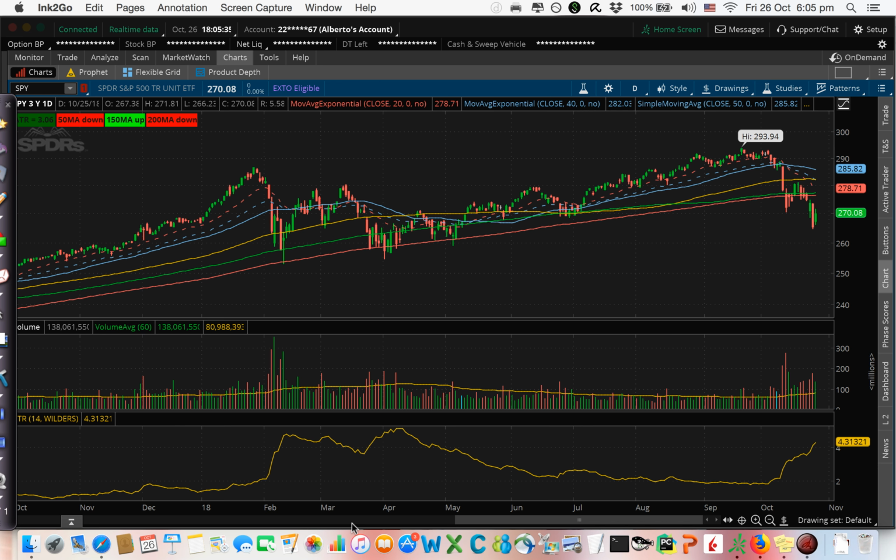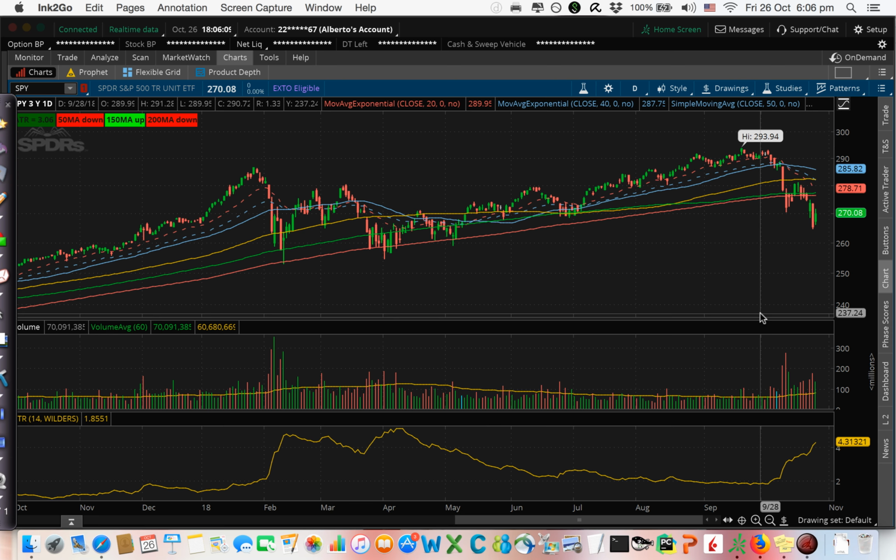Today I want to discuss the recent drop in price in the US market. What you can see here is the SPY, the ETF tracking the S&P 500 index, and as you can notice, we move from a high of 293 to yesterday 270. That is around 7% drop.